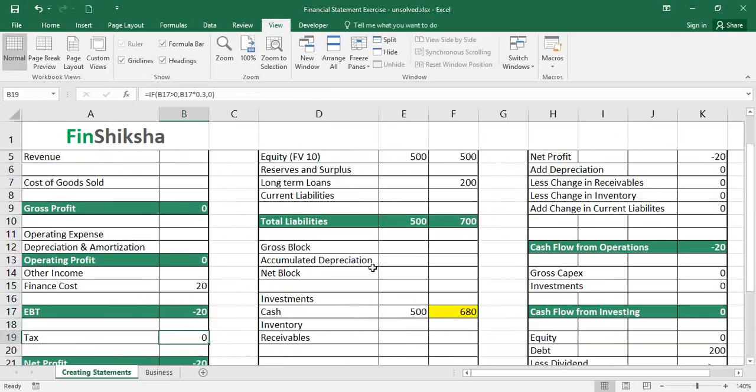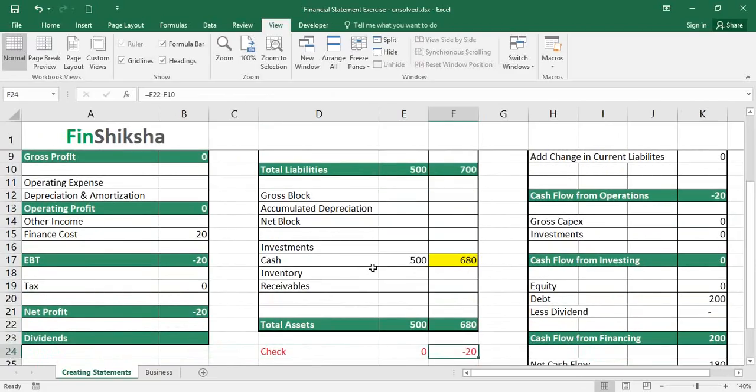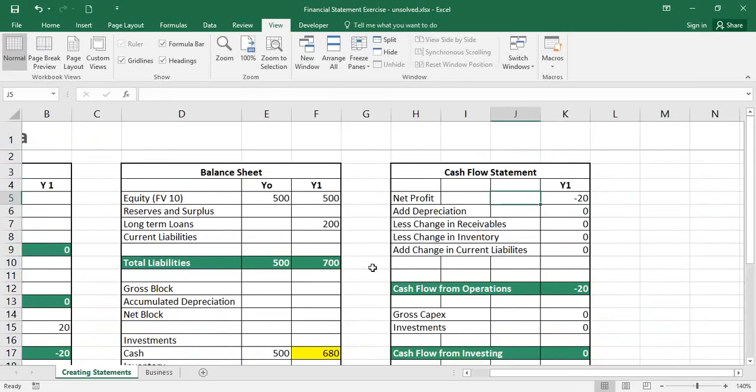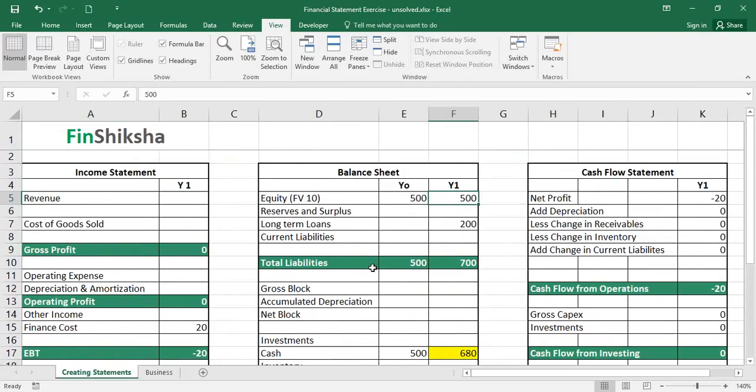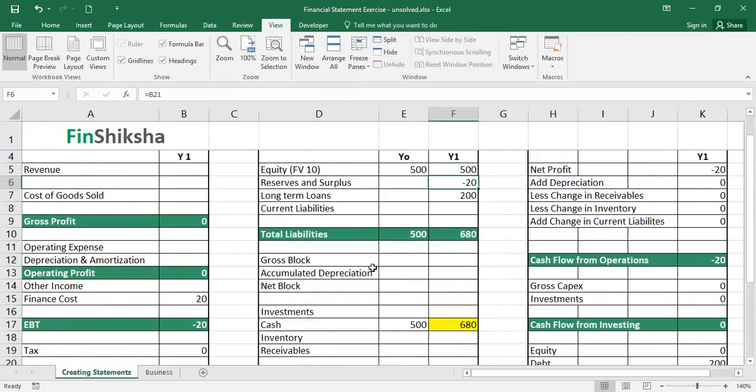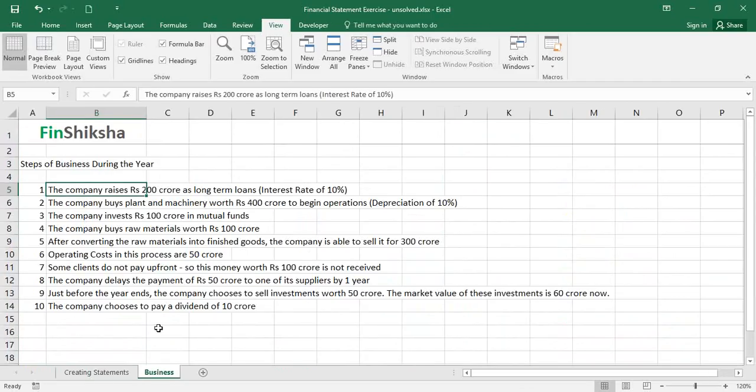Because you're making a loss, there is no tax. Net profit minus 20. Obviously cash goes down by 20 because your cash flow now incorporates a minus 20 number for net profit, but it does not balance on the other side of the balance sheet. Why? Whose money is lost? You still have to repay the 200 crore to the bank. The money lost is for the shareholder. So this minus 20 has to come and fit in there, and that's the money lost for the shareholder. If the company was to close right now, the shareholders are only going to get 500 minus 20. That's 480, right? Next business.